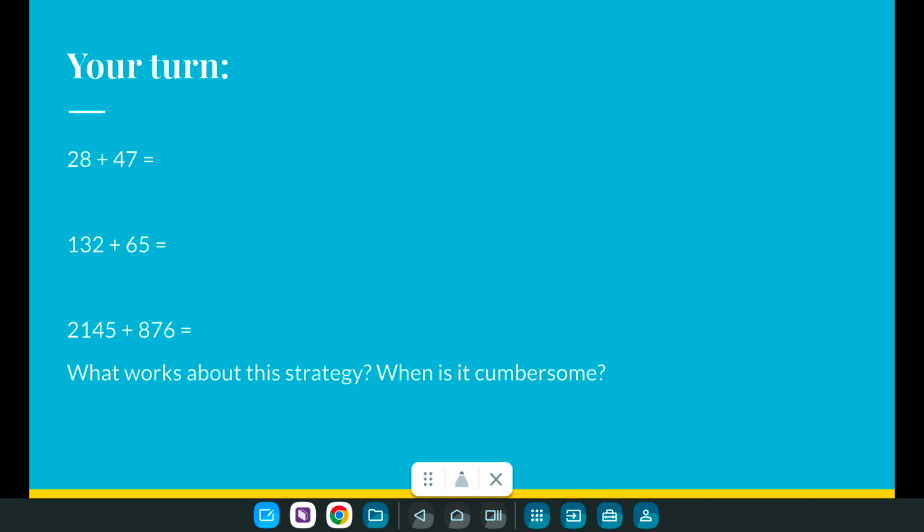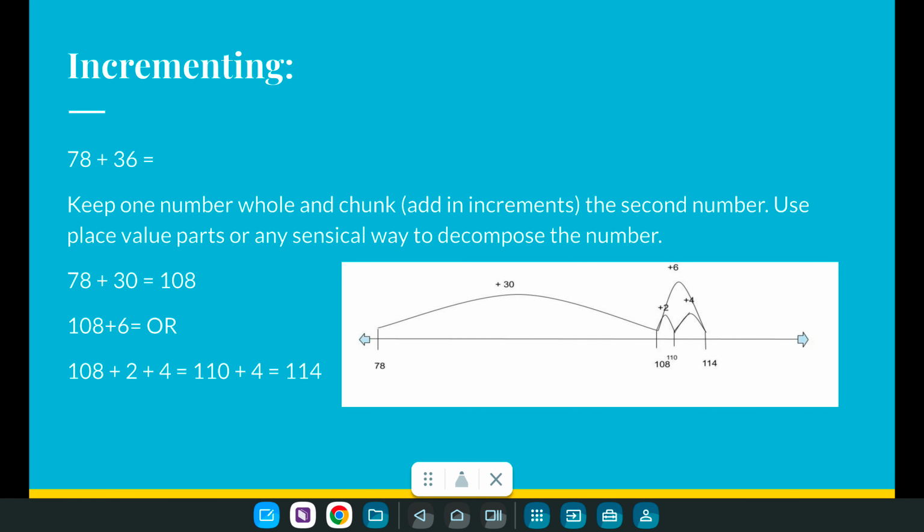But we don't want to leave them here. Eventually the goal is by fourth grade to get them to the standard algorithm, that is the efficient algorithm, using the carrying method. The next category is called incrementing, and incrementing is keeping one of these numbers whole and adding on by chunks.